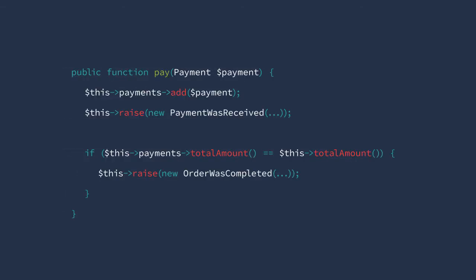So, every time a payment's received, we raise the event payment was received. At this point, we can have logic that represents the invariant. It checks the totals, and if everything lines up, it'll raise the order was completed event. But in order to verify that the order is complete, we'll have to know what payments have been made. So we need that state, or else we can't guard the invariant.